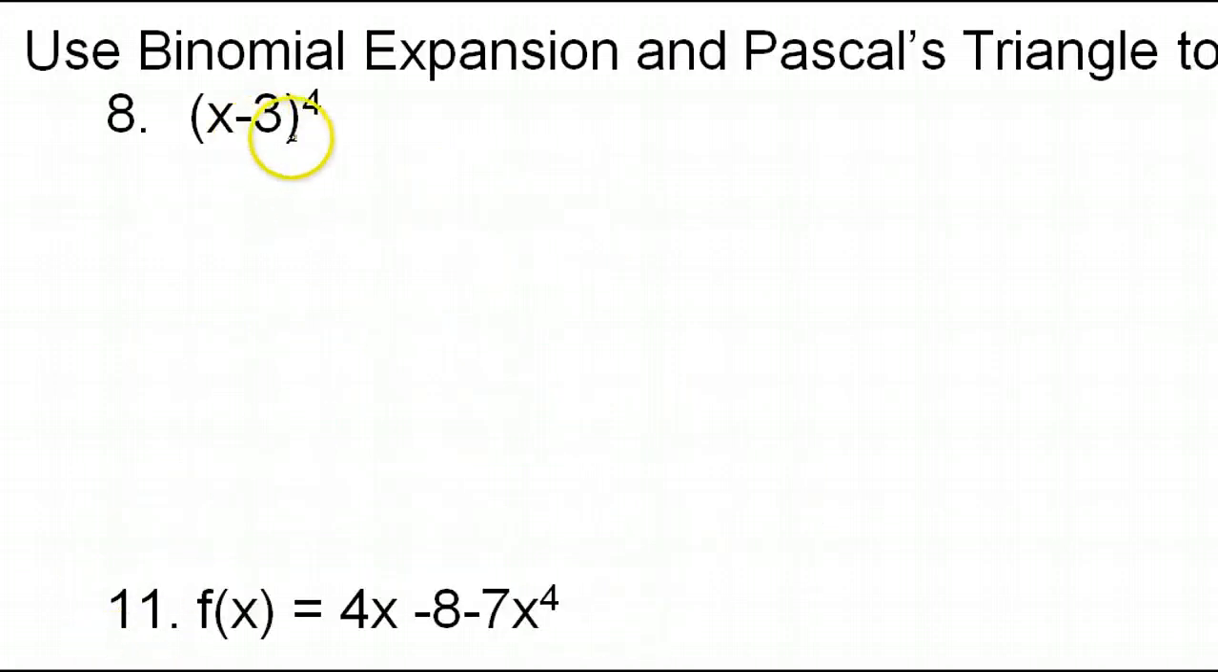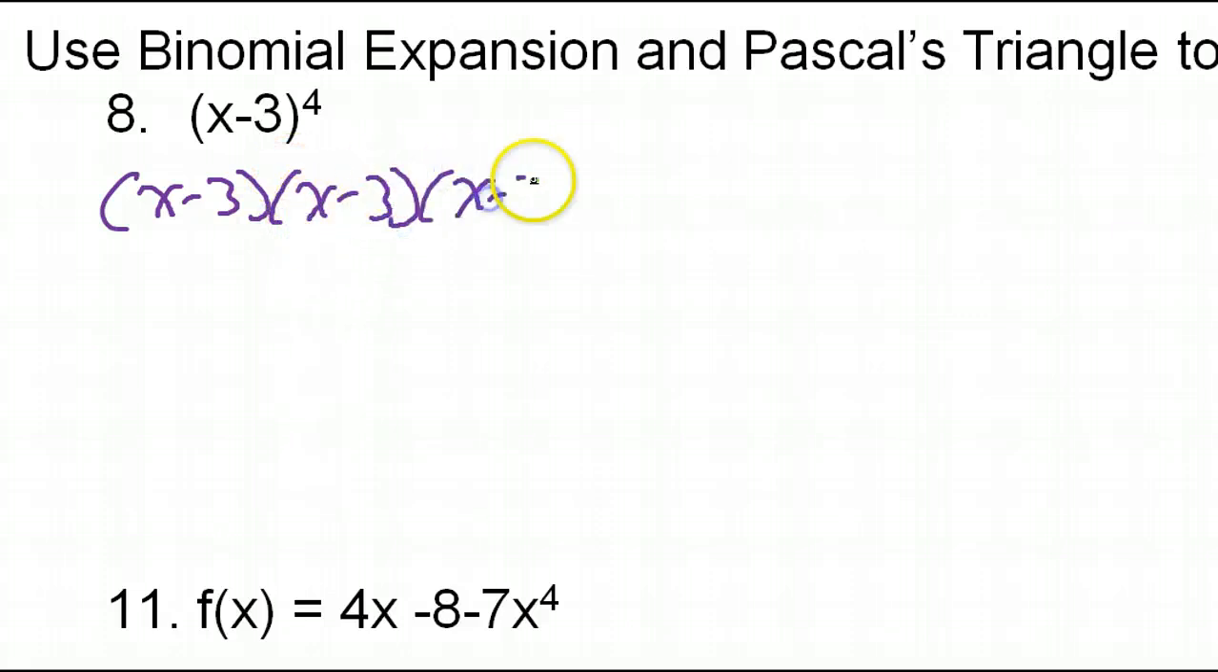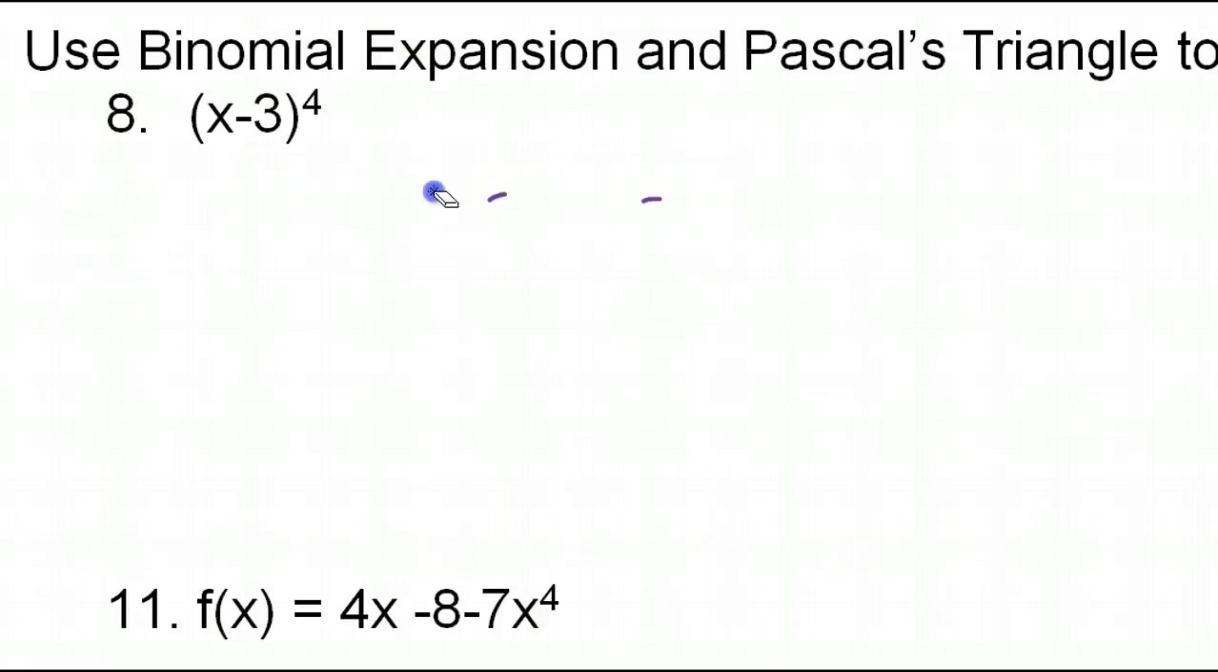Alright, switching gears a little bit, we're supposed to do this binomial expansion, and we're going to use Pascal's triangle to find it, because it'll be a lot quicker than having to do x minus 3 times x minus 3 times x minus 3 times x minus 3. This would take a long time. So here's what we're going to do instead.